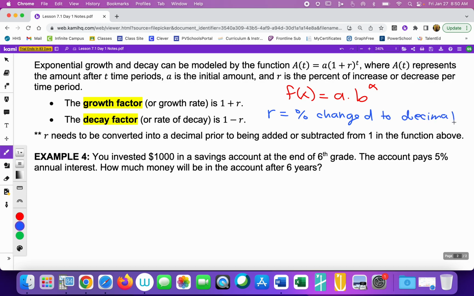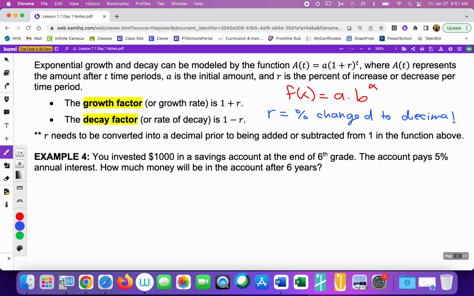Do not put it in as its normal percent there. So what's 25% as a decimal? 0.25. You move the decimal twice. 7%? 0.07. So you have to change it first before you enter it in there. Now if you notice decay is going on, it's 1 minus that decimal percentage. That's the only difference. Usually it's going to be growth, but you would just change that to a minus right there if it's decay.